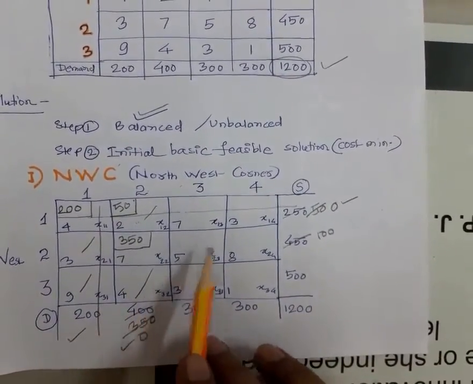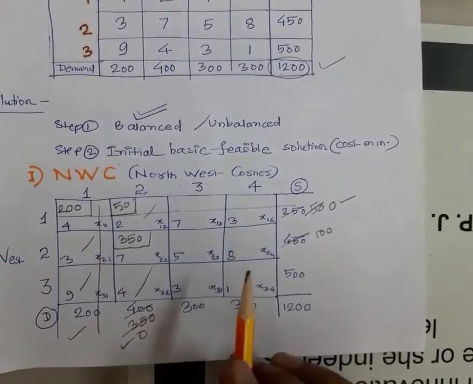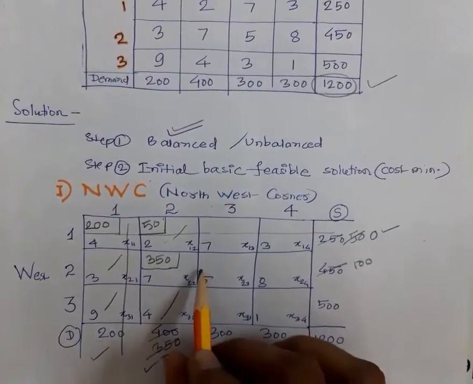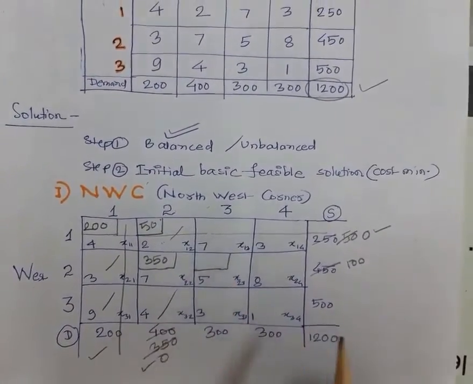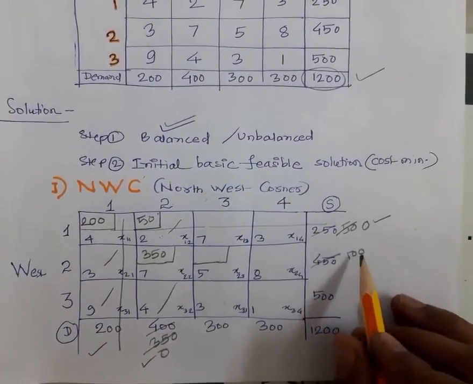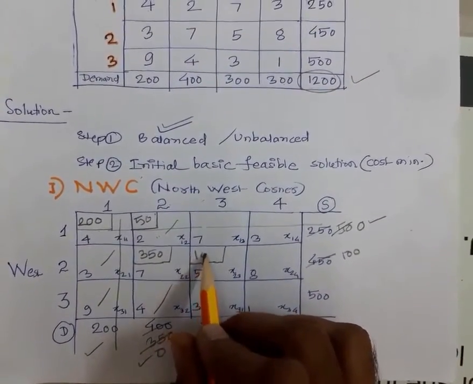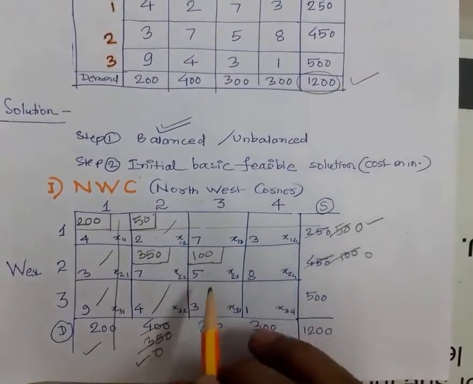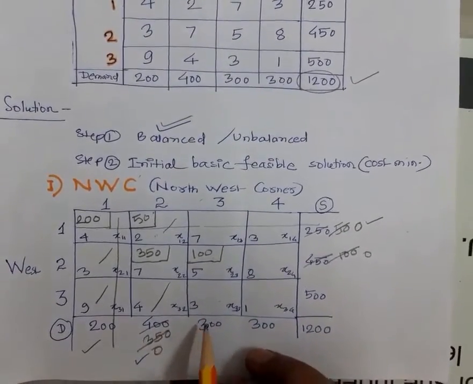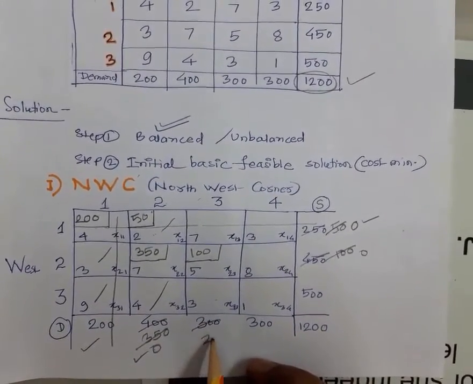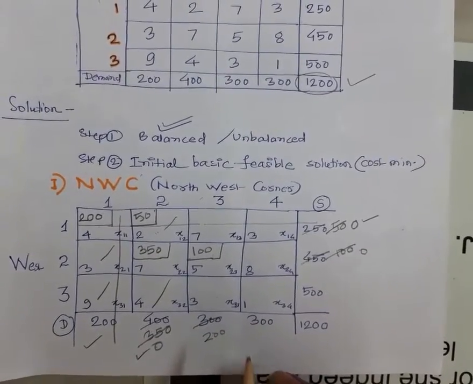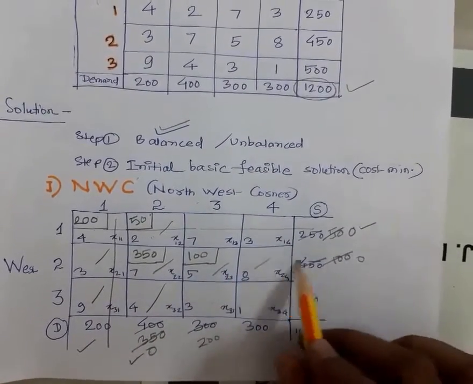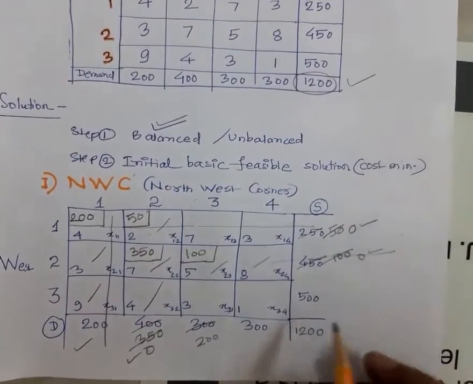Now we have 2 columns and 2 rows. Just select this one, the northwest cell, this one. Here we can allocate maximum 100 units. Just put 100 here. Now this will be 0. Now after 100 unit allocation, 300 minus 100, this will be 200. Okay. Now this is exhausted. Just delete it. This is also covered now.